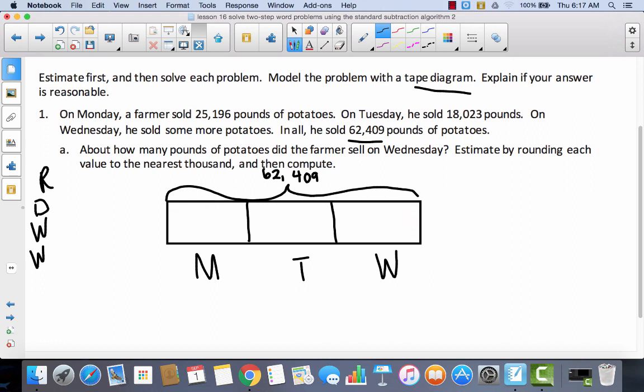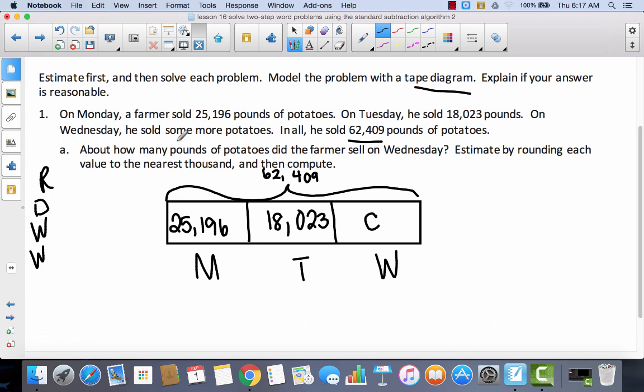So we know he sowed 25,196 pounds on Monday. He sowed 18,023 pounds on Tuesday, but then it says on Wednesday he sowed some more. So we don't know how much this is. I'm going to go ahead and label this C. I could label this any letter, it doesn't matter. Any letter here or any variable here just means that I don't know this part.